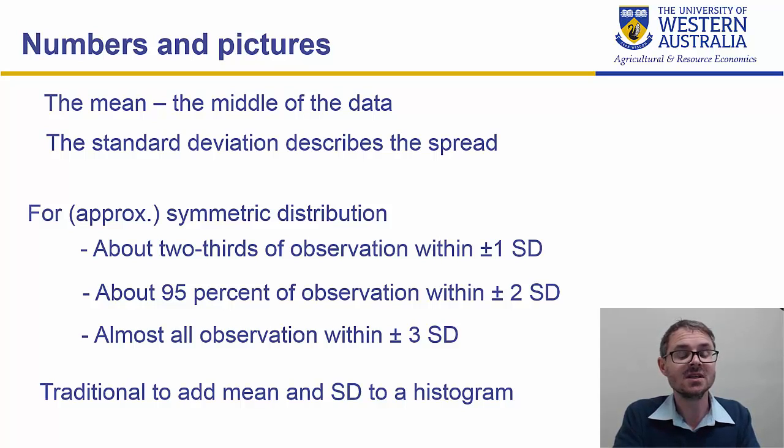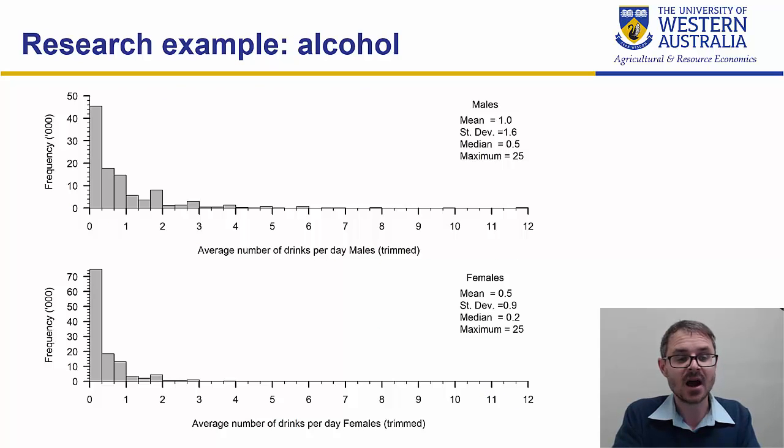I really do use histograms a lot in my research. So something that I've been working on is alcohol policy. This is an example of the distribution. It's quite skewed. So we have many people that don't drink a lot and a few people that drink quite a lot. You can't really see them on the scale that I've got here, but there are some people in this distribution that drink a lot. So it's quite a skewed distribution.